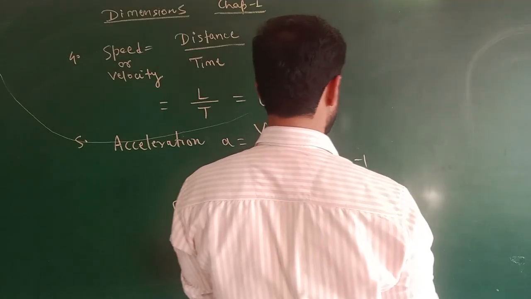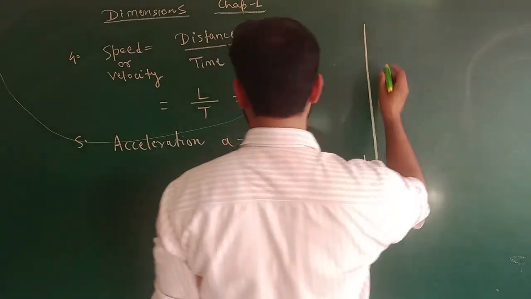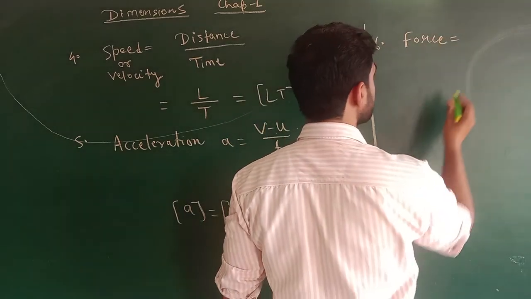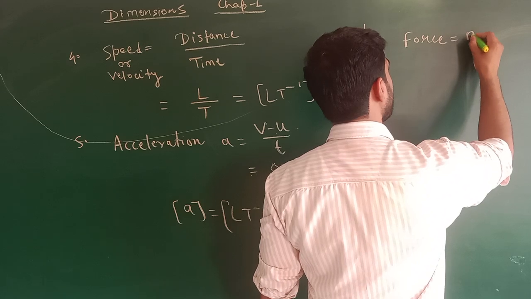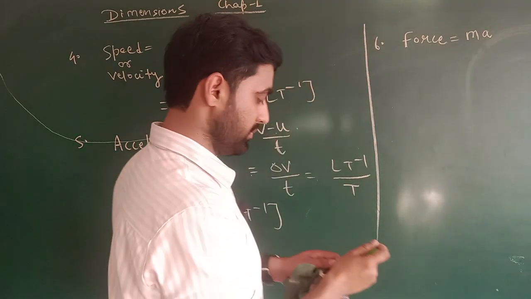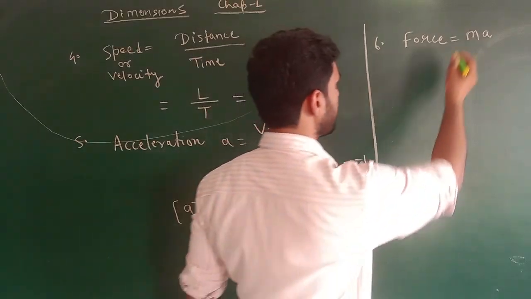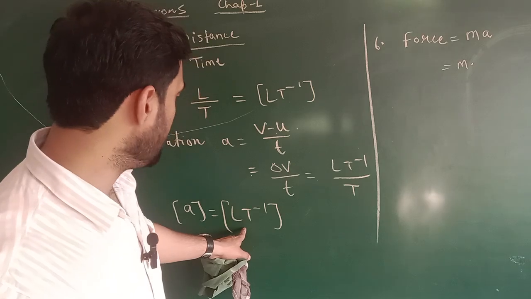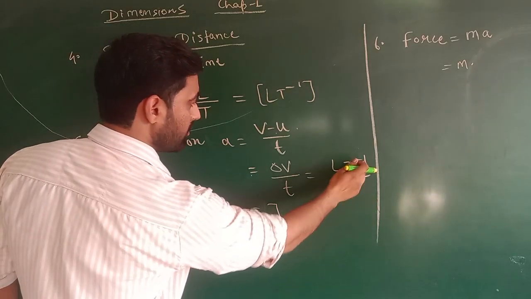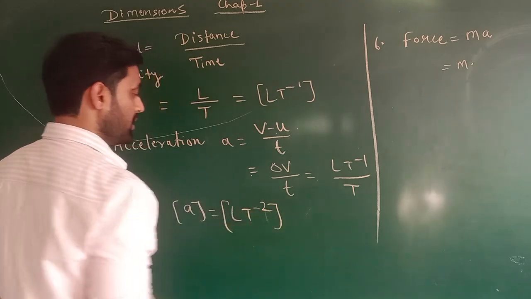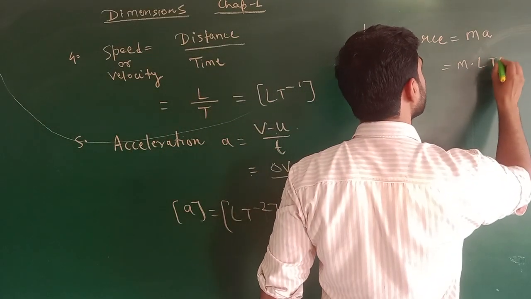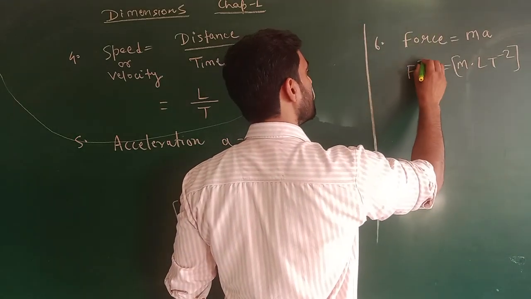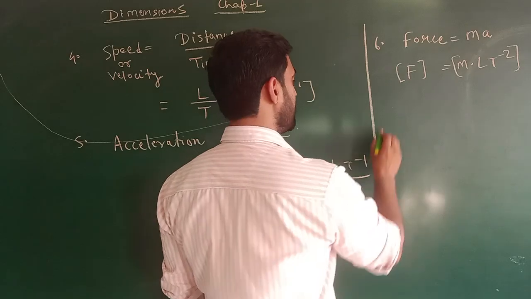Next is force. Force is the product of mass and acceleration, ma. So this can be written as the dimensional formula of mass M, and the dimensional formula of acceleration I have just written, L T minus 2. So this is the dimensional formula of force, M L T minus 2.